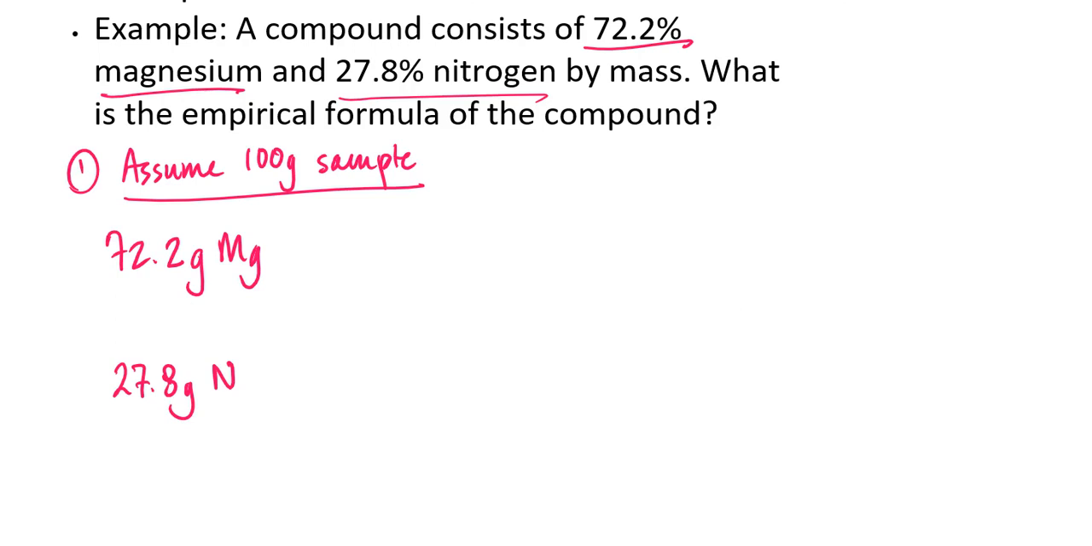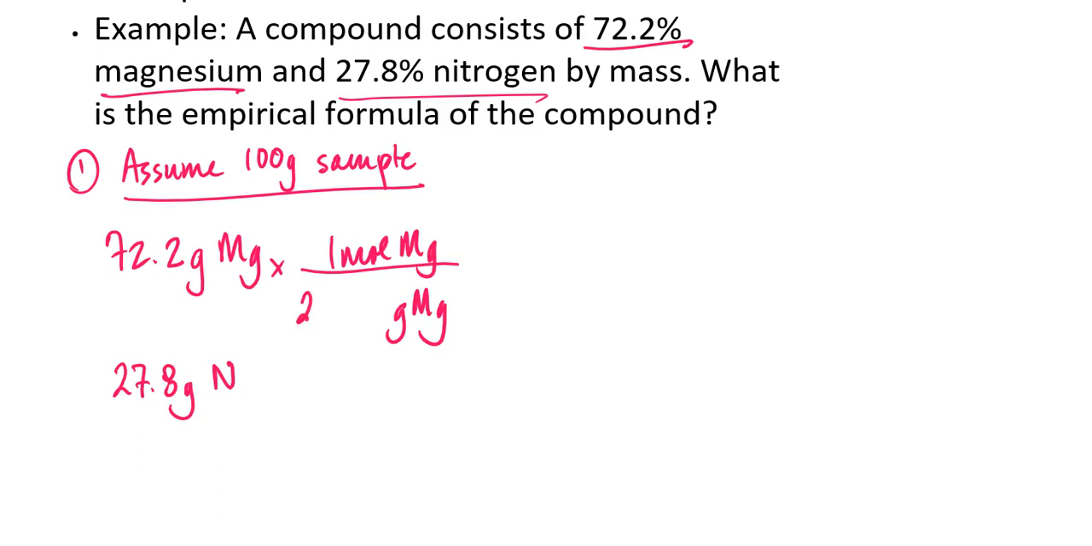Now, in order to find an empirical formula, that is a ratio between the amount of moles of each element present in the compound, not a ratio between the amount of grams. And so the next step is we're going to have to convert each of these grams of these elements to the corresponding number of moles. And so I'm going to need to convert grams of magnesium to moles of magnesium. So I'm going to need the molar mass, grams per mole.